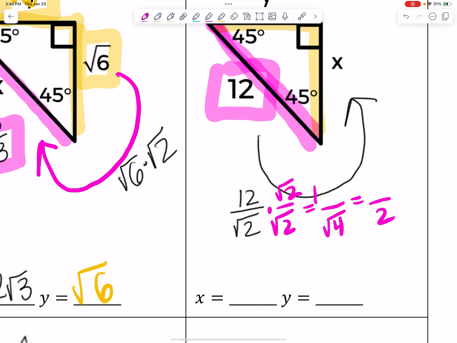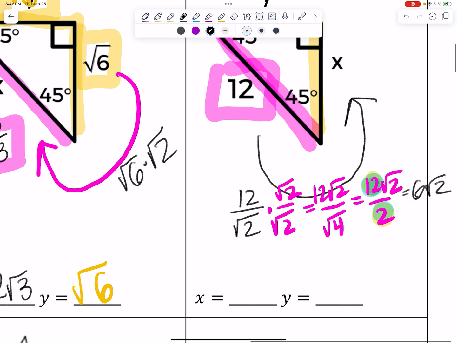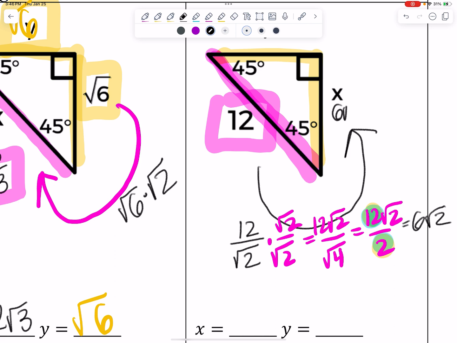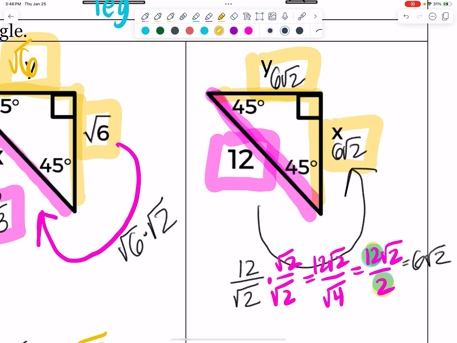So let's see what happens in the numerator. That's 12 root 2. So 12 root 2 over 2, I can simplify that fraction, that 12 over 2, to be 6. 12 divided by 2 is going to give me 6. And so that is going to be 6 root 2 for the leg. So if this leg is 6 root 2, then this leg is also going to be 6 root 2. So both of my legs have a value of 6 root 2.